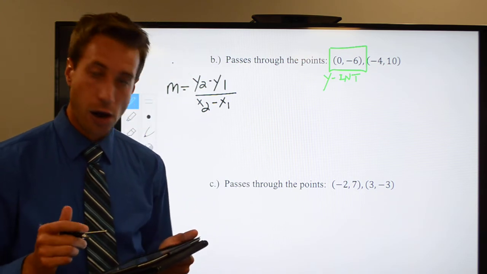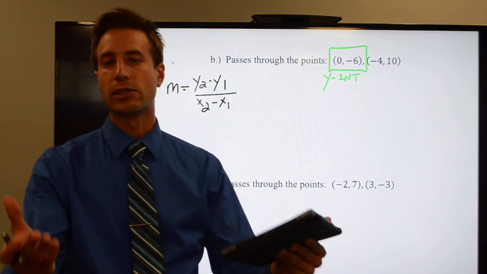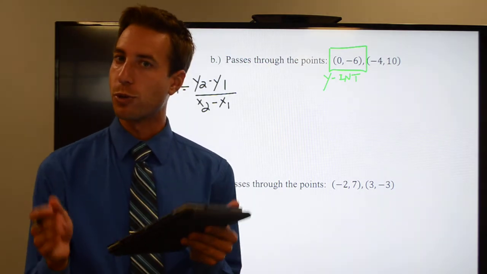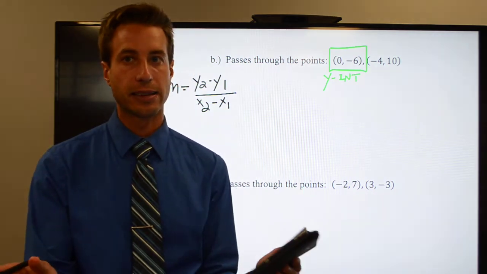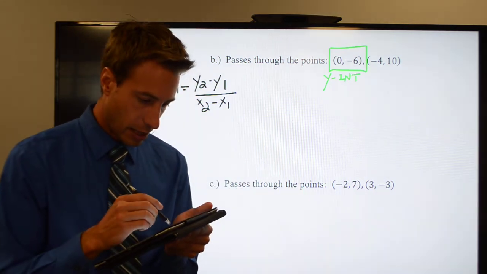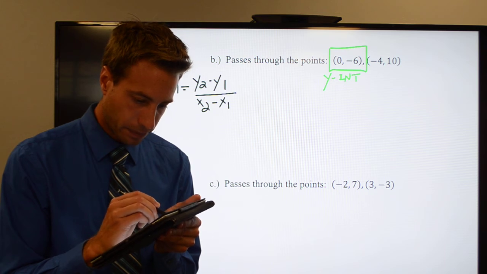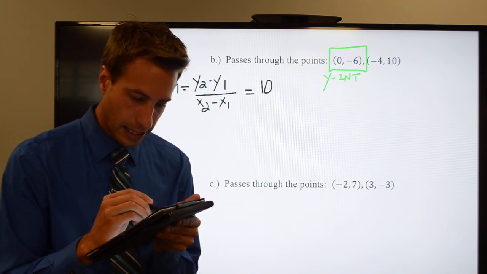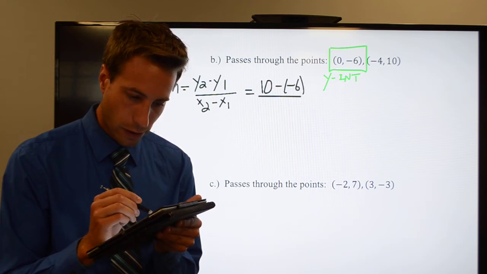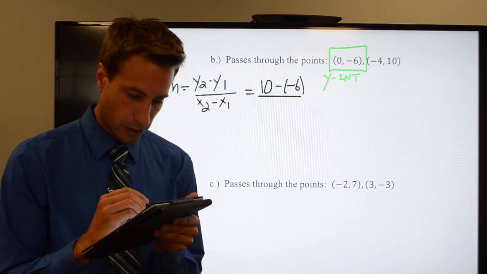Okay. Again, order doesn't matter. We looked at that when we were talking about slope. It doesn't matter which point you make x1, y1, which point you make x2, y2. You're going to get the same answer either way. So let me just do it this way. I'm going to do 10, watch your minus signs, minus a -6 all over -4 minus 0.